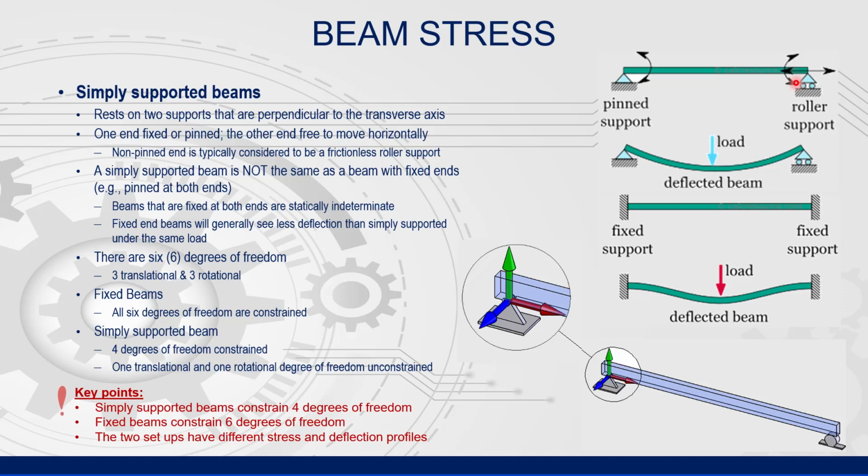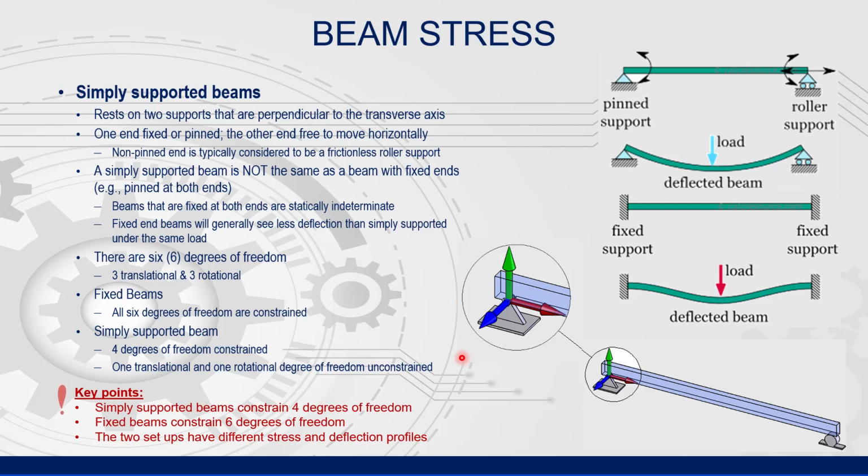Also recall that in any 3D system, there are 6 degrees of freedom. 3 degrees of freedom are translational, meaning the object can slide in either the X, Y, or Z axis. The other 3 degrees of freedom are rotational, meaning the object can rotate either about the X, about the Y, or about the Z.